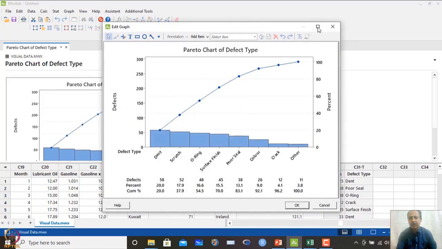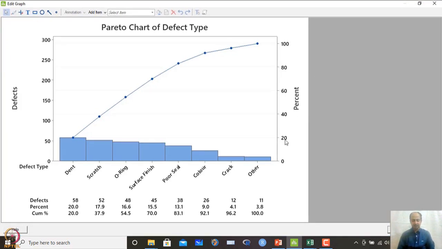So, when you do this, this is the analysis that was done. Dent is one of the problems which is contributing 20, and scratch and dent is contributing approximately 37.9, and O-rings, if you include this one, about 54. If you go up to 80%, you can eliminate most of the problems if you eliminate these 3, 4, 5 types of defects. 80% of the problem will not be there if I can remove the causes for dents, scratches, O-rings problems, surface finish, board seals. Other things can be taken off later on, as they are not contributing so much.